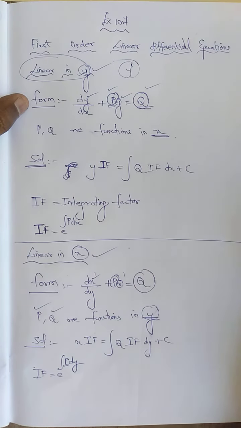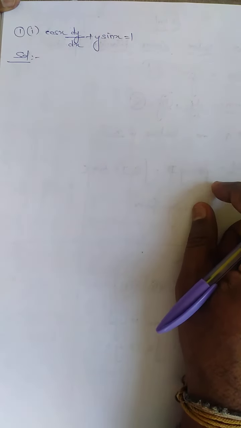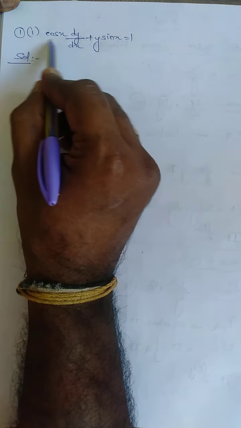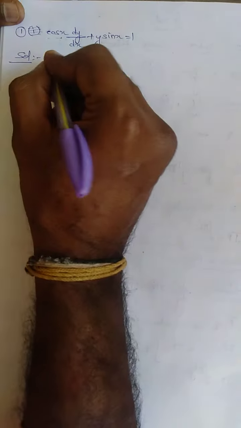So, we can enter into a sum now. The first sum: cos x dy by dx plus y sin x is equal to 1. How are we going to do the sum? Very simple. Divide by cos x.